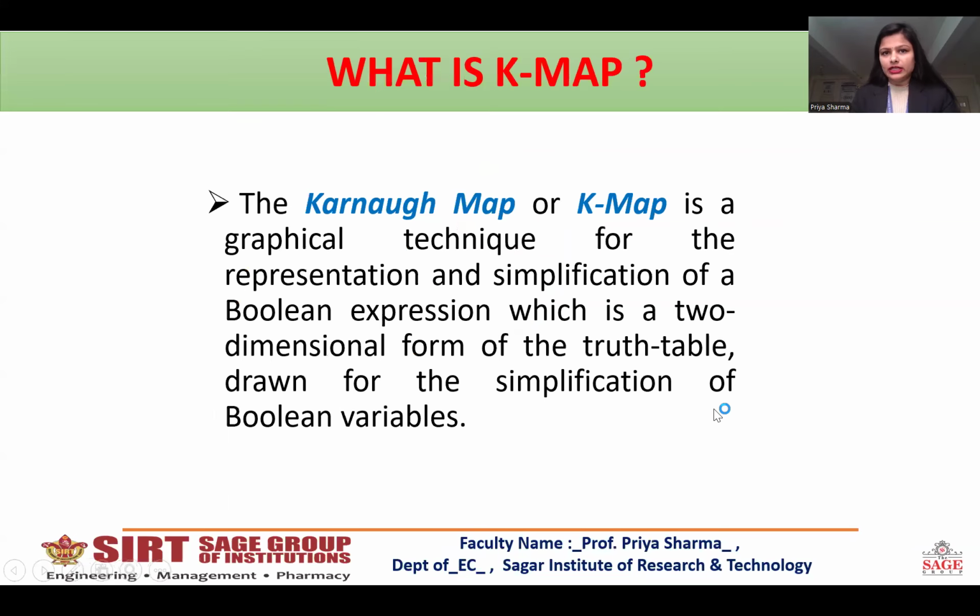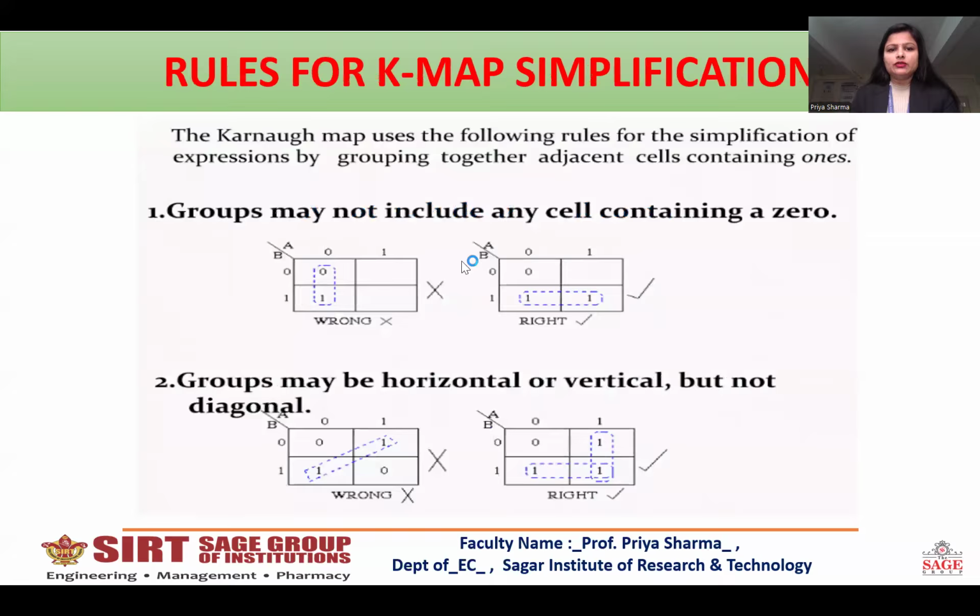K-map is also known as the Karnaugh map, and it is a graphical technique for the representation and simplification of the Boolean expressions, which is a 2D form of the truth table drawn for the simplification of the Boolean variables. This is how the Karnaugh map uses some rules for the simplification of the Boolean expressions.